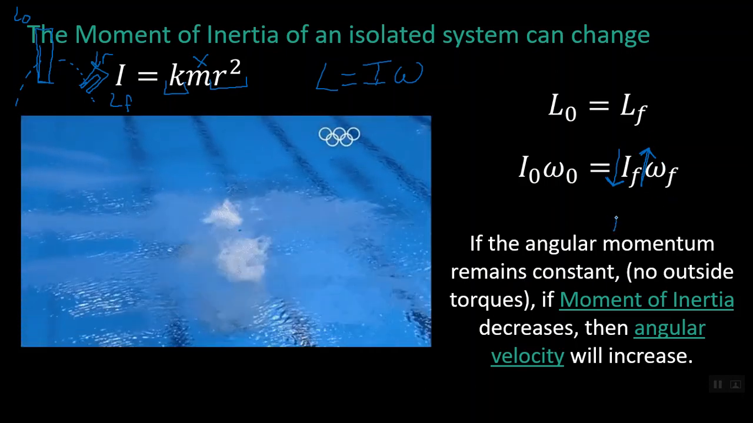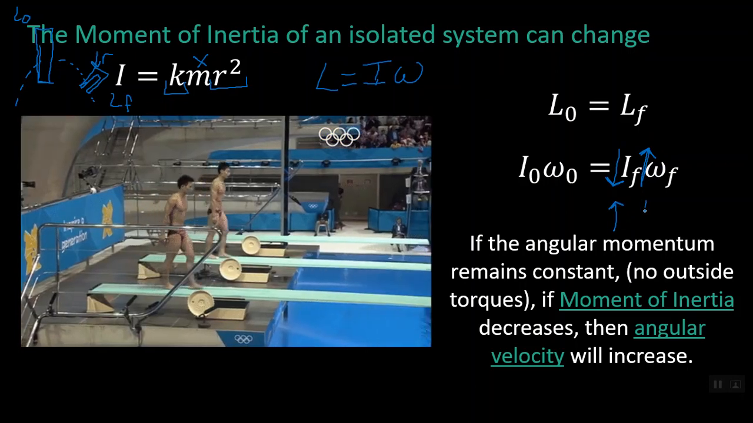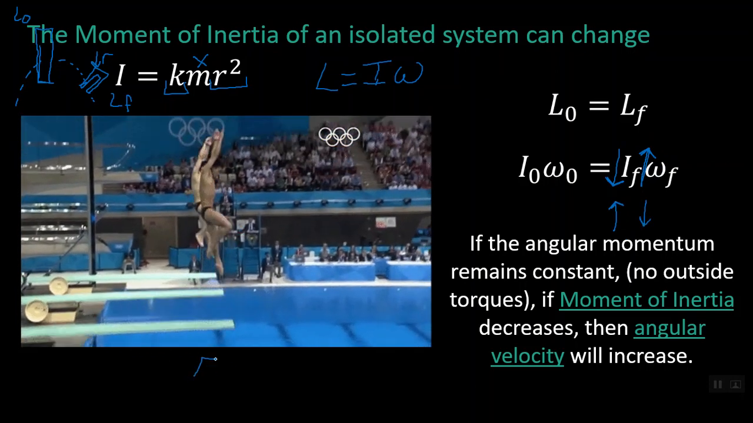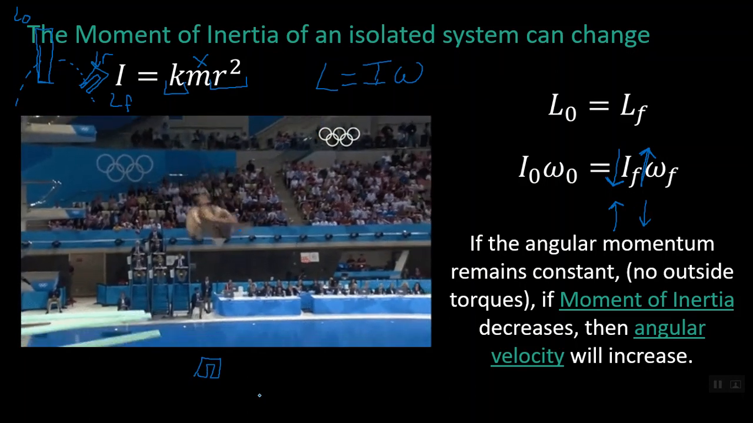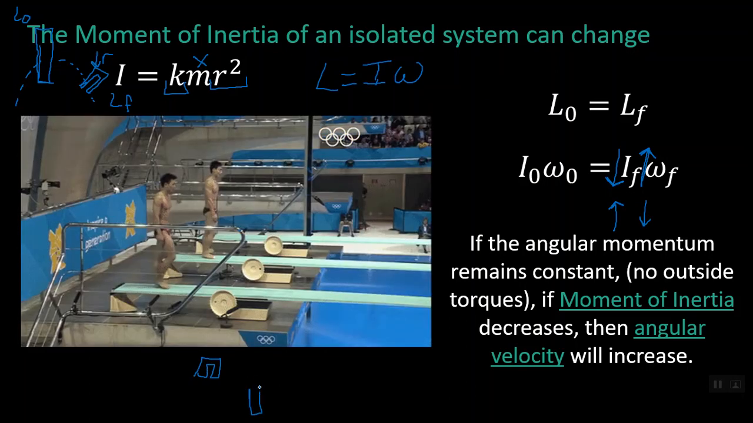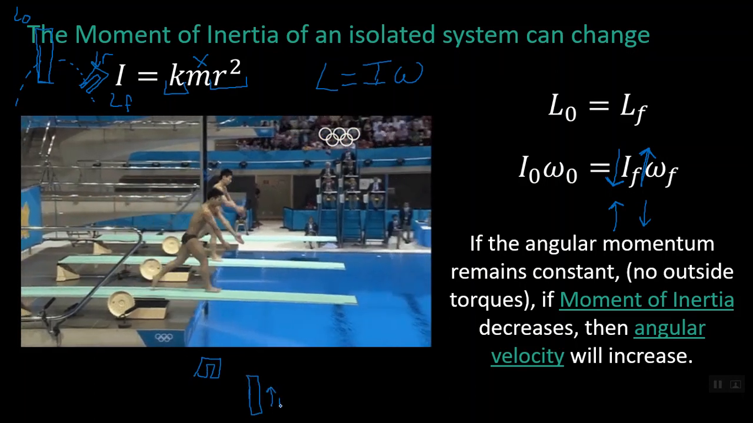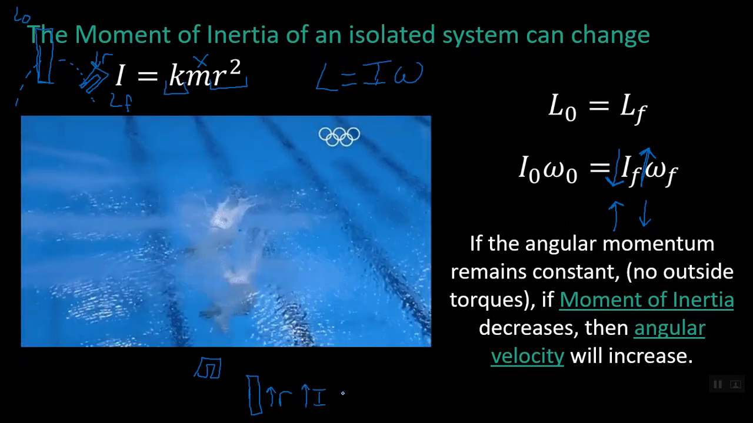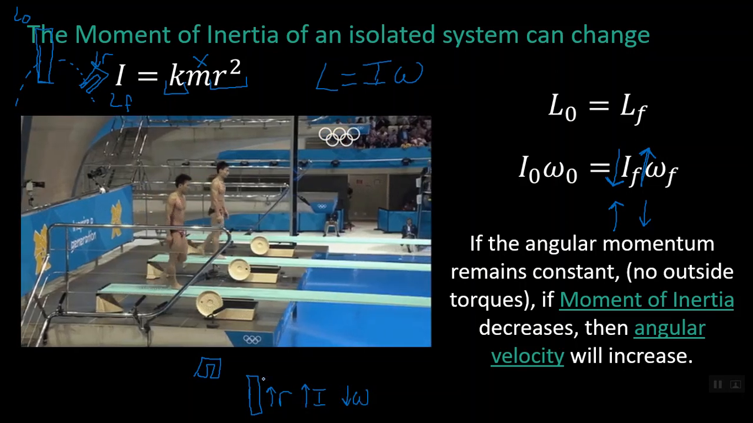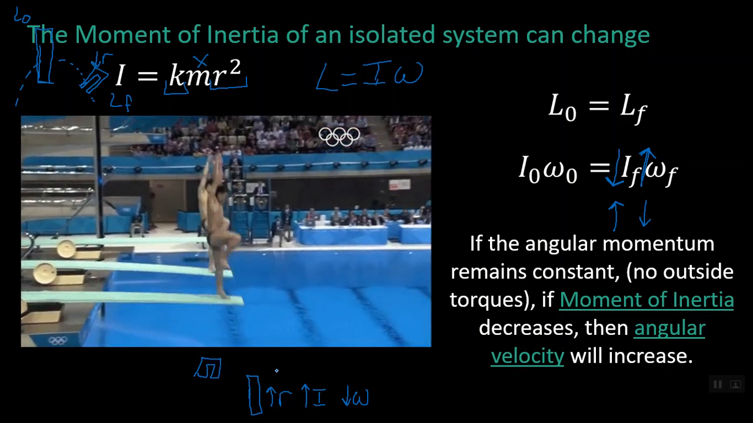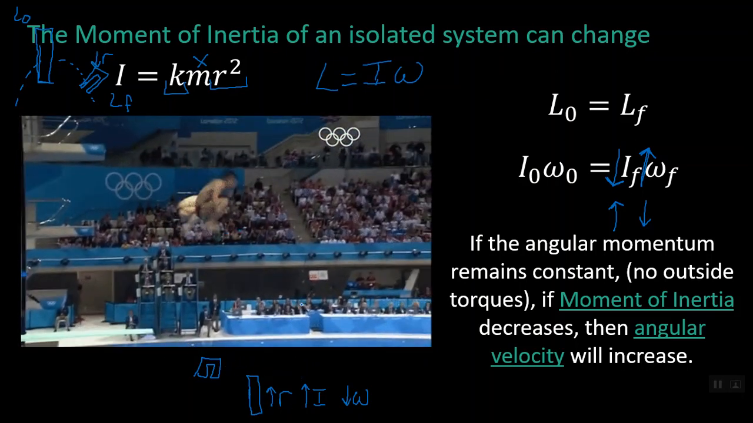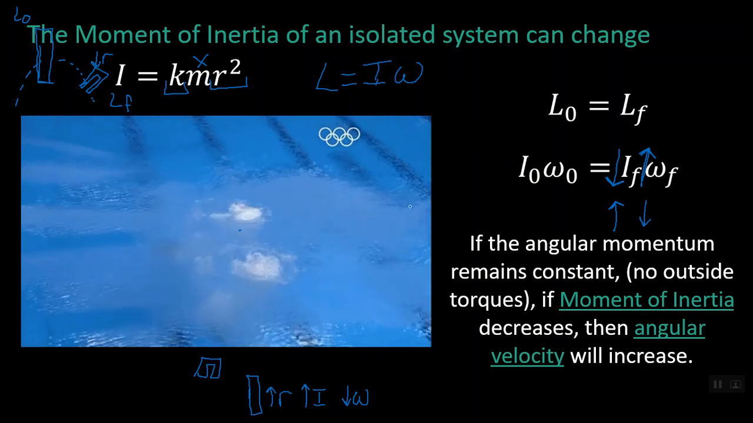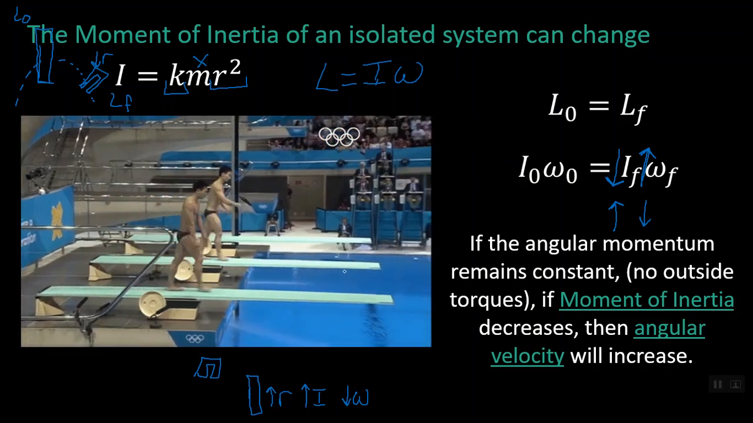The same thing is true in the opposite direction. So when they want to leave this dive right at the end, what they do is they unfurl their body, they increase their radius, and then they end up decreasing their angular velocity so that they can basically stop spinning and enter the water smoothly. So this is a really interesting application because you can essentially change the rate at which you are spinning by simply changing how your mass is distributed.